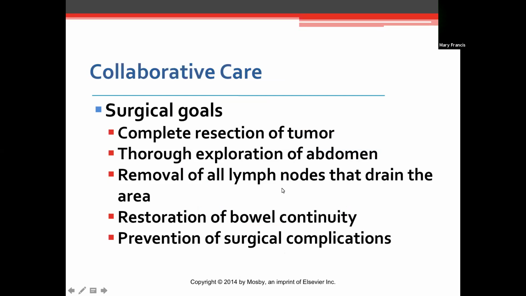So typically what will have to occur is a surgical therapy. The goal of surgery is either complete resection of the tumor, let's just remove it, or a thorough exploration of the abdomen to determine if the cancer has spread. And the last is restoring bowel continuity so that normal bowel function can return. And the fifth is preventing any surgical complications such as a wound dehiscence or infection.